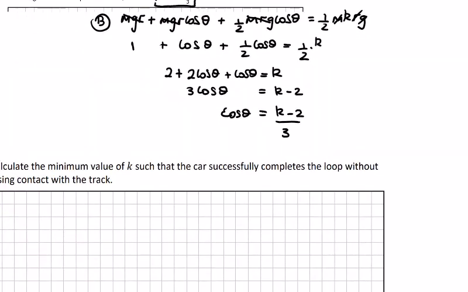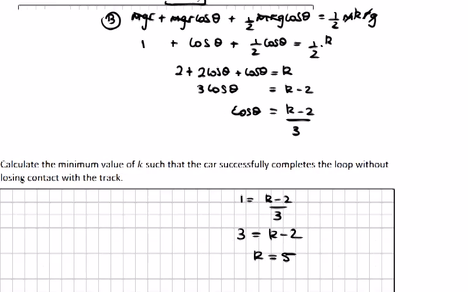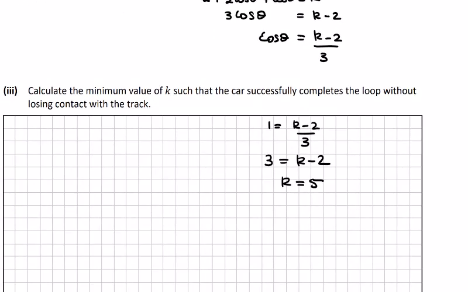So let's simplify down for us. 1 is equal to k minus 2 over 3. 3 is equal to k minus 2. So k will be equal to 5. So the minimum value for k will be 5. So k must be greater than or equal to 5 for this to successfully complete one loop.